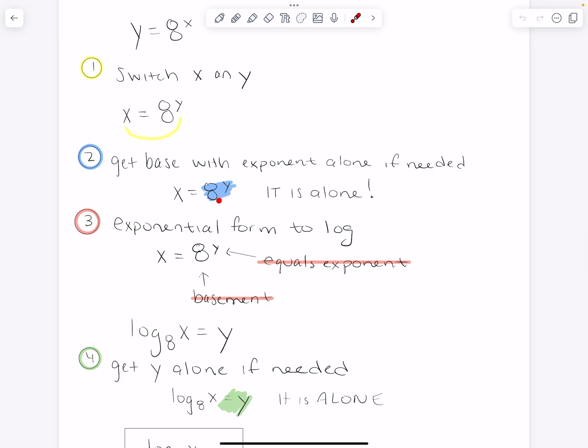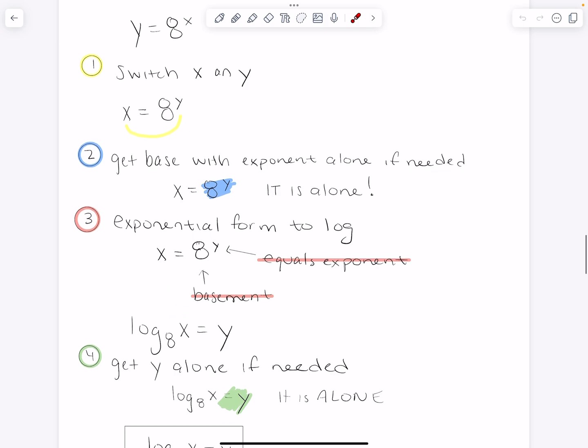Because now my base is alone, I can go from exponential form to log form. So if you remember, the b, my base right here, that's going to go in my basement of the log, so log 8. And then the y is the equals exponent. So I've got my equals exponent of y over here. This x that was over here now comes down in my blank spot. So log base 8 of x is equal to y.